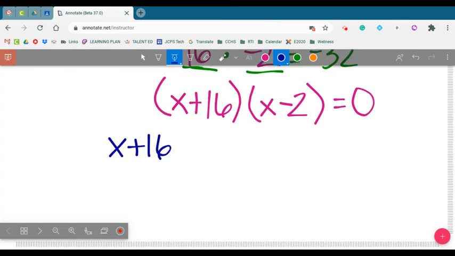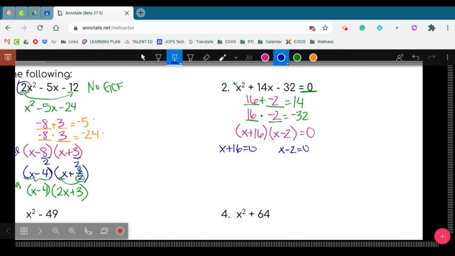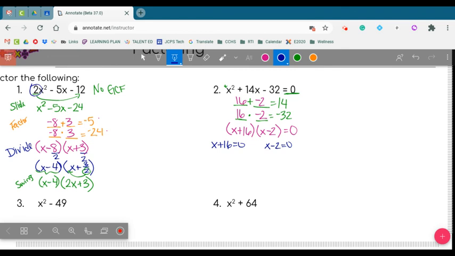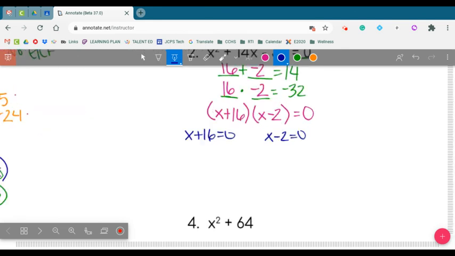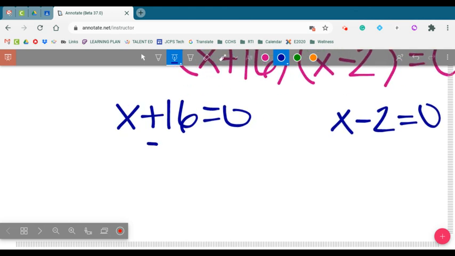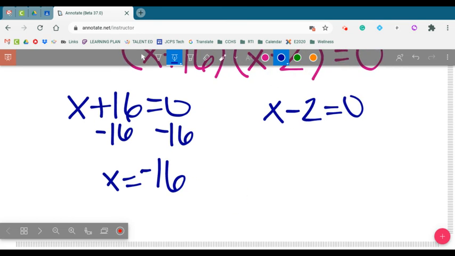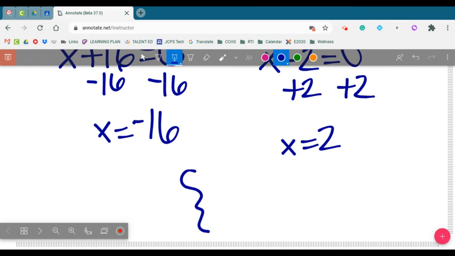So I'm going to have x plus 16 equals 0, x minus 2 equals 0. You only have to set them to 0 if there's an equal sign. So if there's not, like on the first one, there was no equal sign over here. It's just our polynomial. So we just have to find our factors. This one is set equal to 0, so I have to find my factors and then solve. Minus 16, x equals negative 16, add 2, x equals 2. So I have my two factors, and then I'm going to put them in a solution set.